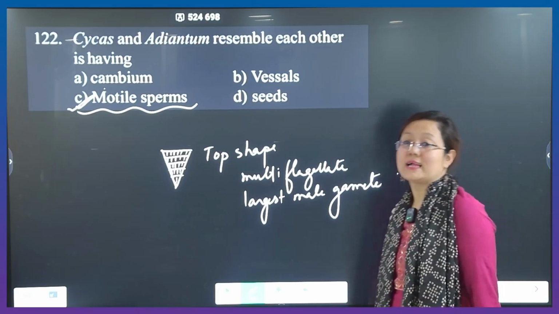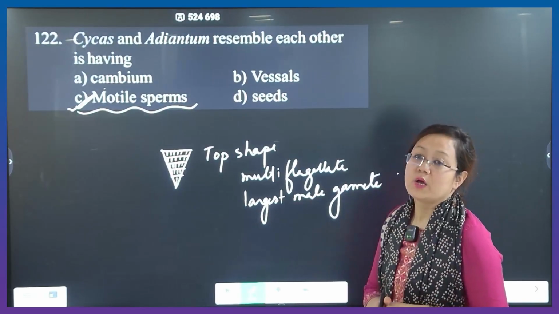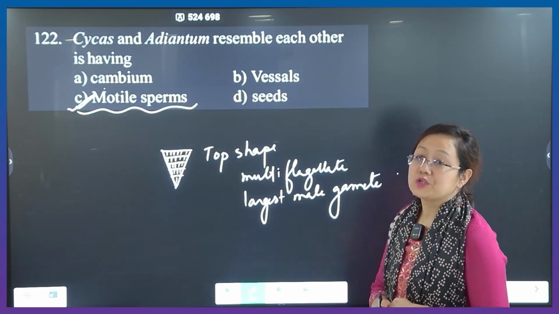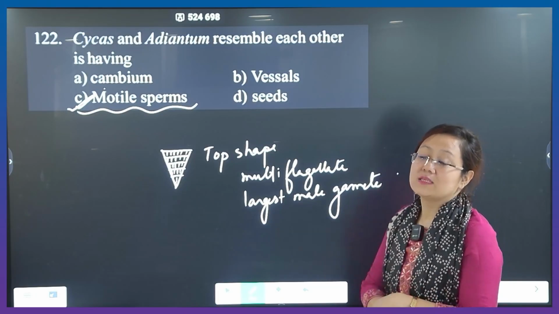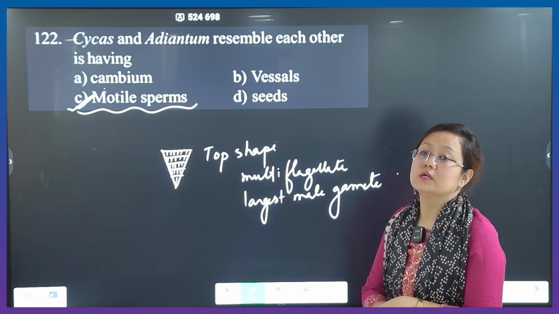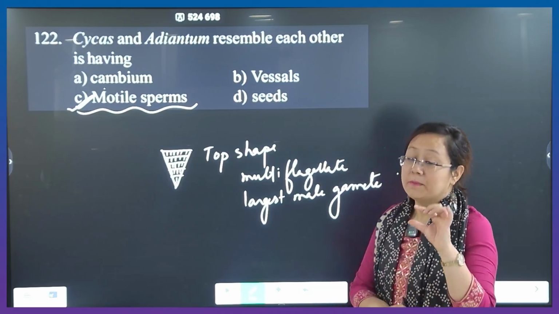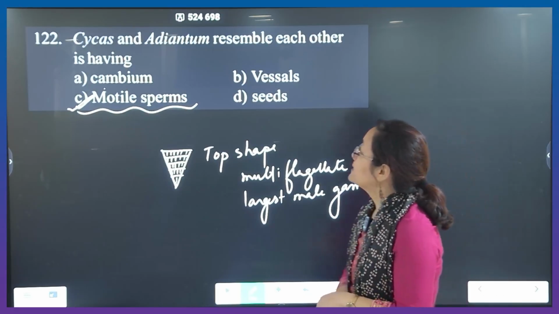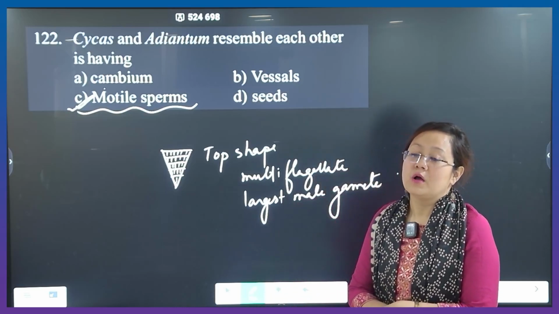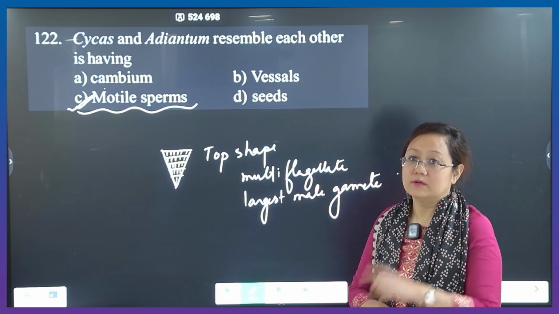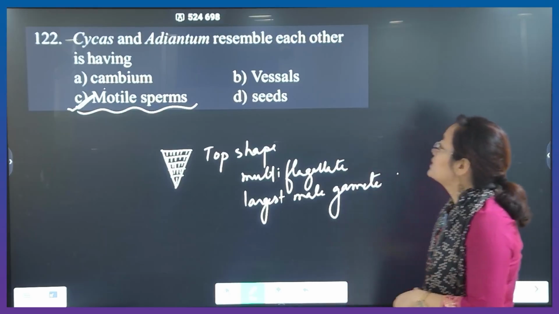Cycas is actually the connecting link between pteridophyte and gymnosperms. Why? Because the gamete of Cycas is motile, while the gametes of the other gymnosperms are non-motile. Okay. They are motile and they have many flagella. And at the same time, fern gametes are also motile, with that twisted spiral shape, and they have many flagella. So the answer is C.